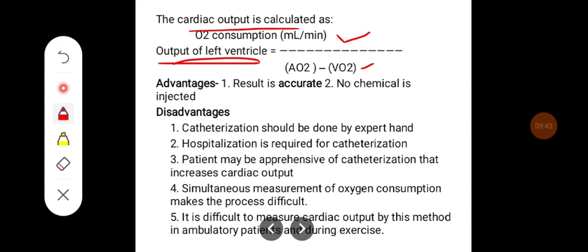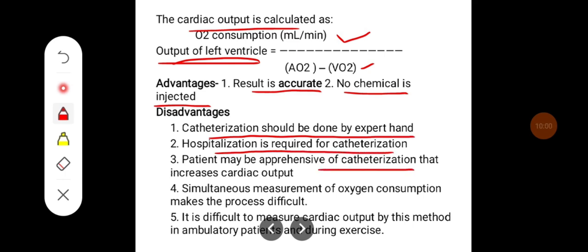Advantage of this method is that it is accurate. No chemical is injected into the body. Some of the disadvantages are: the catheterization should be done by expert hand. Hospitalization is required for catheterization, and the patient may be apprehensive of catheterization, which increases the cardiac output. Simultaneous measurement of oxygen consumption makes the process difficult. It is difficult to measure cardiac output by this method in ambulatory patients and during exercise.